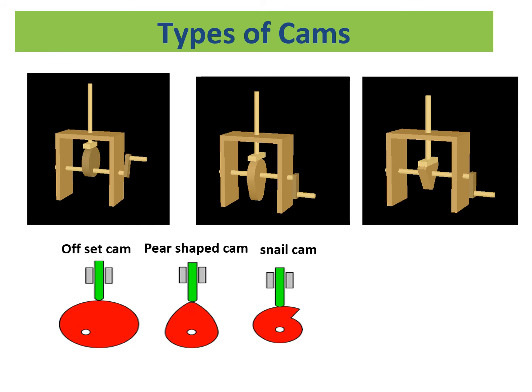Pear-shaped cam. This is slightly pointed at one end, meaning that when the follower moves, it will go higher in one place and lower in another. Finally, the snail cam. The snail cam has a slight section taken out of it, meaning that when the follower goes around, it slightly jumps and drops quickly.